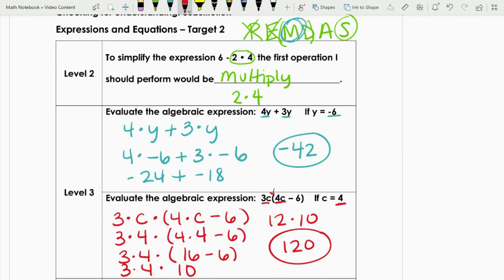Okay? Do not get this confused with combining like terms. Substitution is totally different than combining like terms. But hopefully that helped with your reminding, especially if you're retaking the quiz.